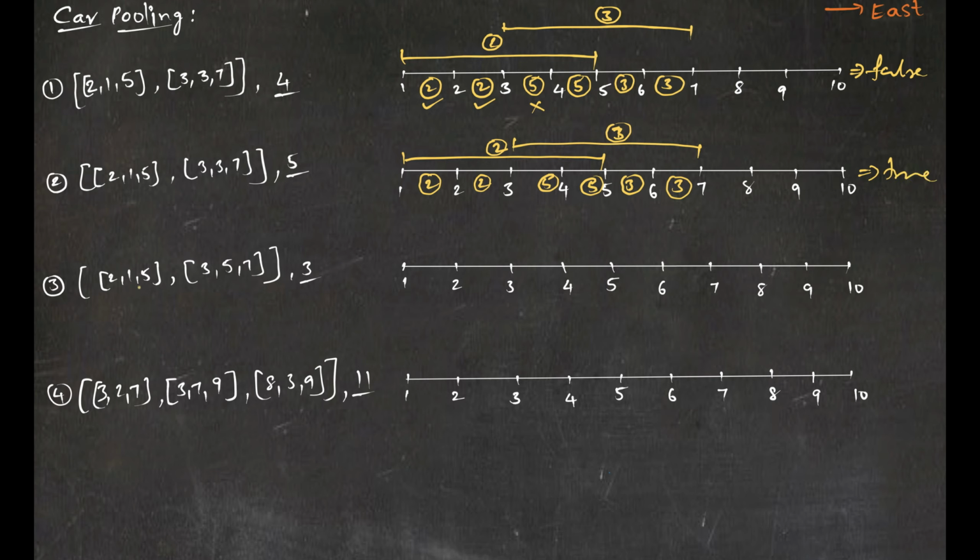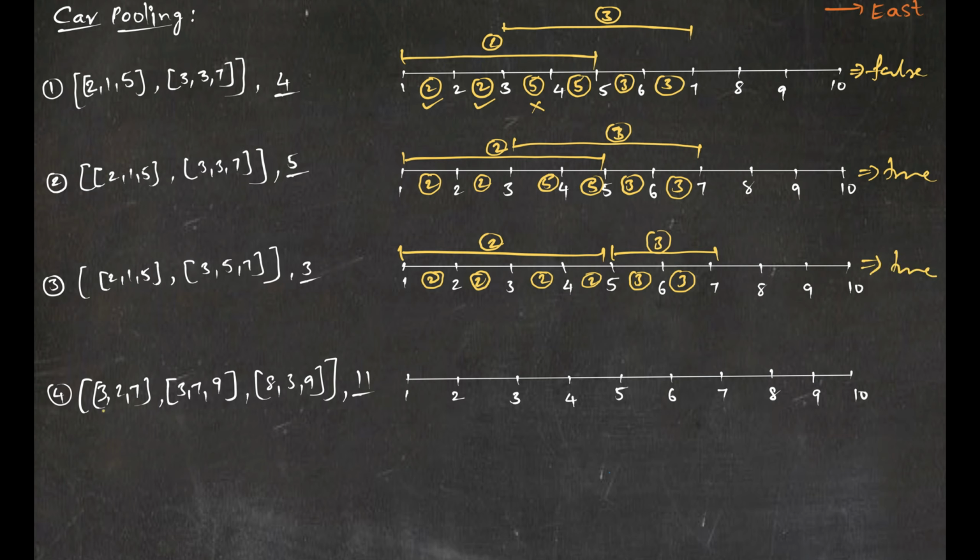And here I have two trips again, between 1 and 5 two passengers, between 5 and 7 three passengers. And my maximum capacity is 3. So that should also be fine because it is 2, 2, 2, 2, 3, 3. I'm not exceeding the capacity with the number of passengers. So it is also true.